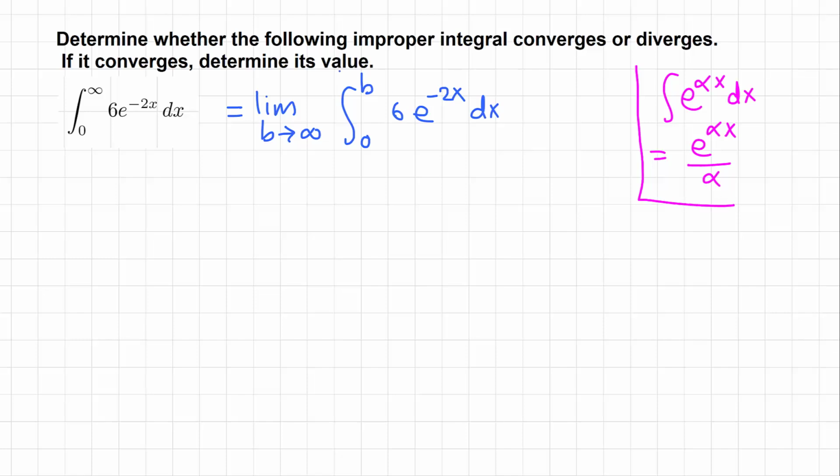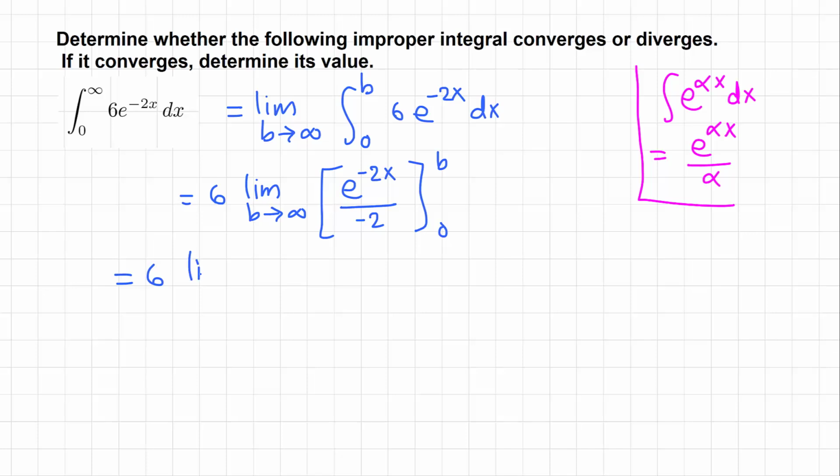So this 6 can be pulled all the way outside. Then we have the limit as b goes to infinity. The antiderivative of e raised to negative 2x is the same thing divided by negative 2, and we want to evaluate from 0 to b. So 6 times the limit as b goes to infinity, and we can pull this negative 2 all the way outside.